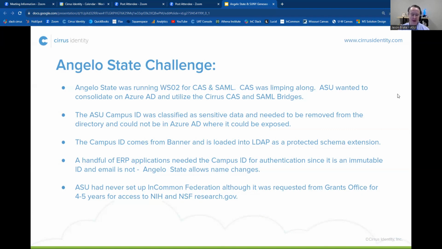So we kind of reached back out and said, hey, we need some help. We know y'all have these things y'all can help us do with some CAS bridges and stuff like that. And so we reached back out and got interested in both the CAS and the SAML bridges while we were there.